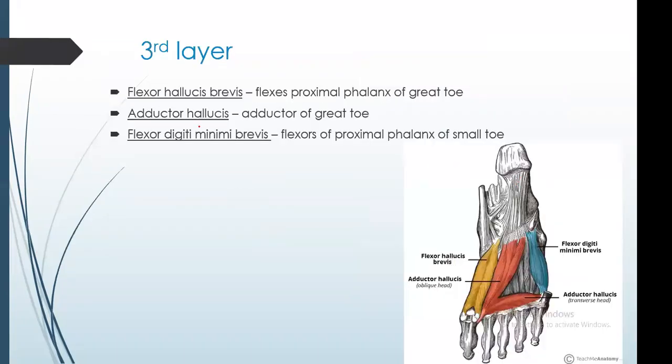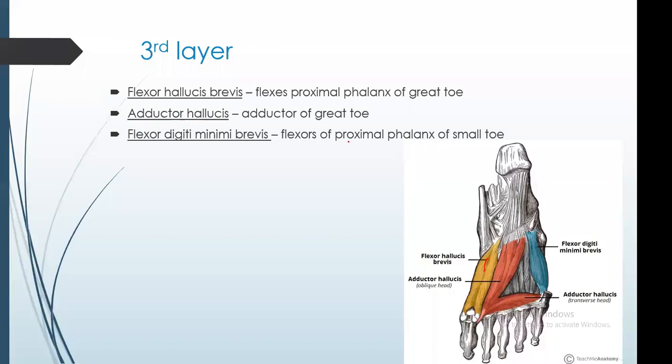The third layer, which is superior, consists of flexor hallucis brevis. This is the flexor hallucis brevis, which flexes the proximal phalanx of the great toe.